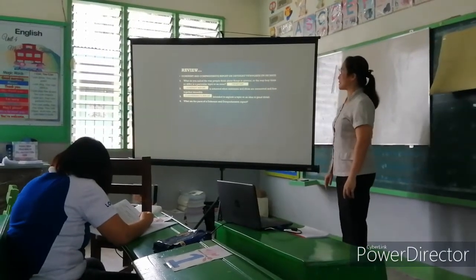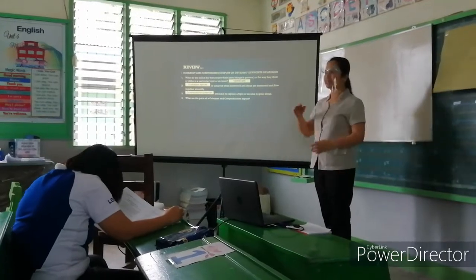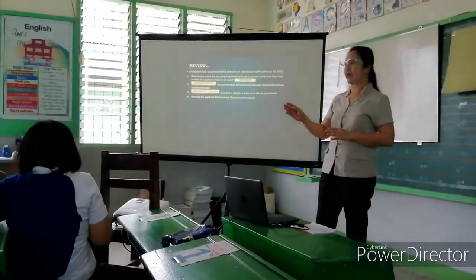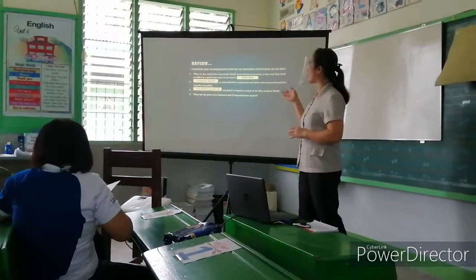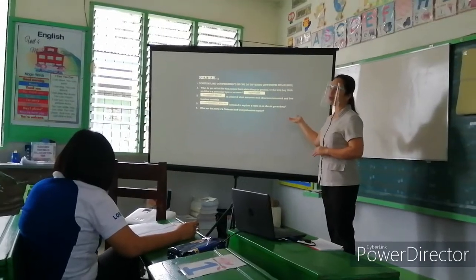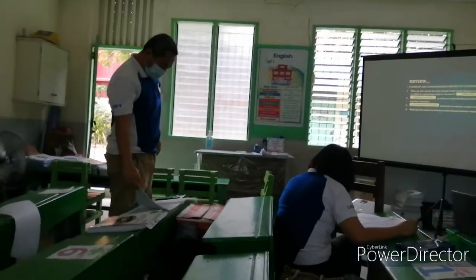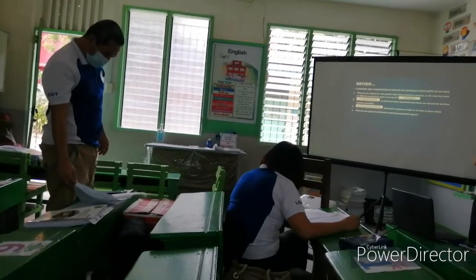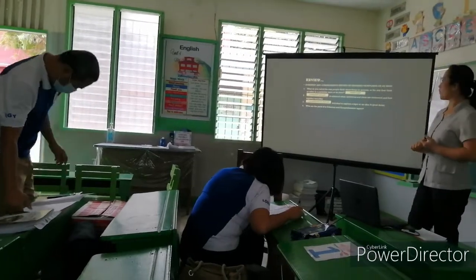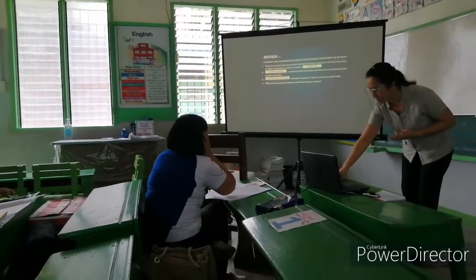And the last question that we have for our review. What are the parts of the coherent and comprehensive report? Cite them in proper order. Anyone, kindly cite the proper order of the parts of a coherent and comprehensive report. Yes, PG? Title. Introduction. Main point and conclusion. Okay, let's find out if you have the correct answer.